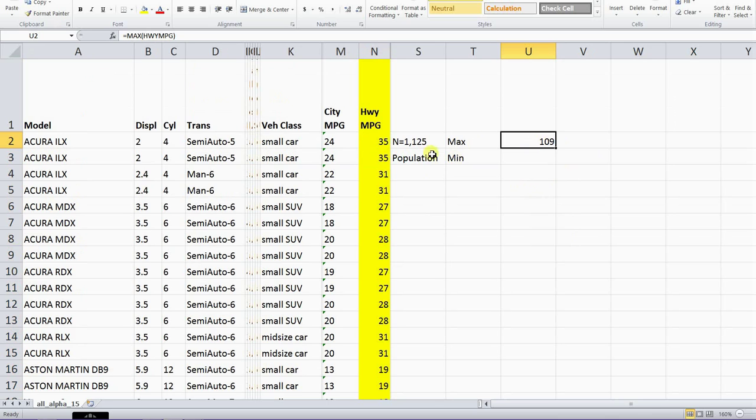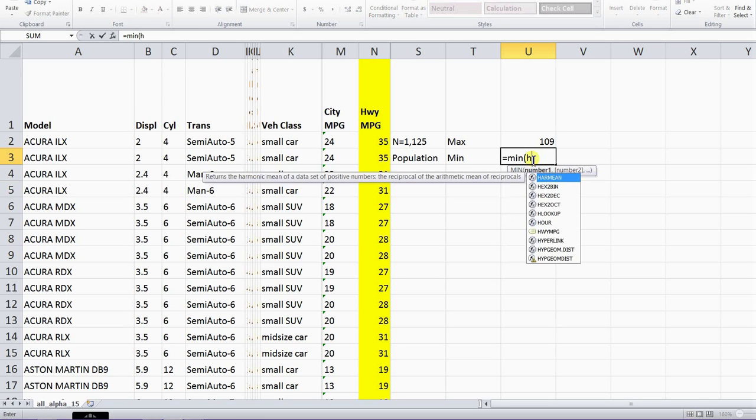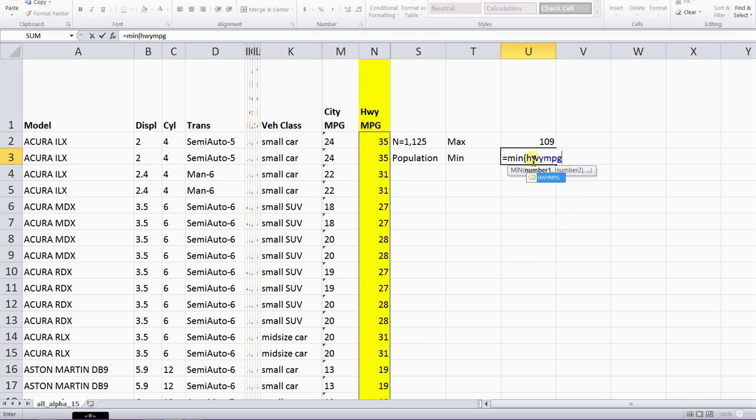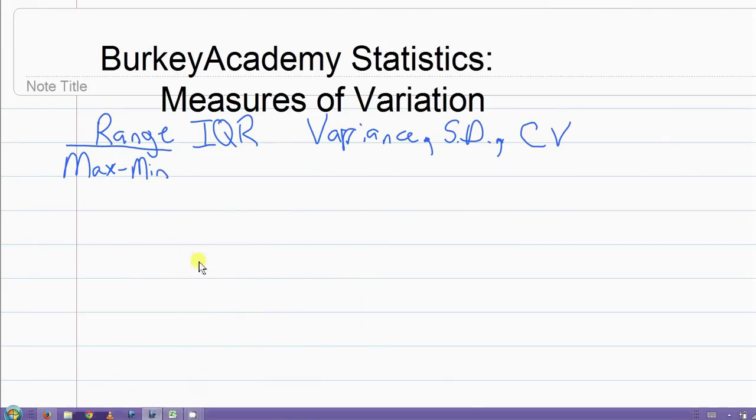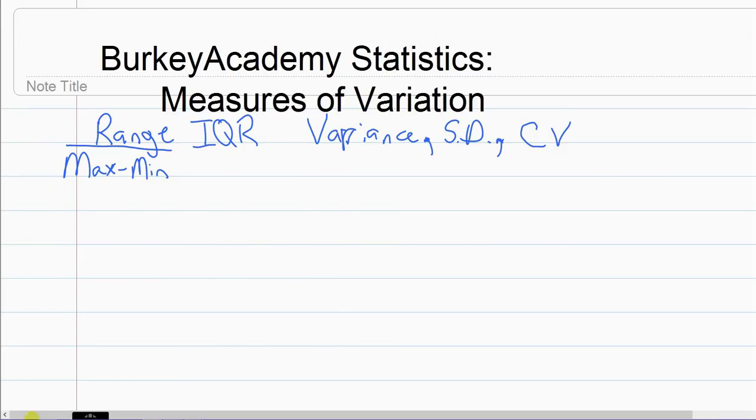HWY MPG, and it will know what we're talking about. So the maximum gas mileage in this data set is 109. Let's find the minimum, equals MIN, HWY MPG. And so the least efficient car in the data set is 15. So in order to calculate the range, it's just the difference between those two numbers, which is 109 minus 15, which will give us 94. And so that 94 just tells us the width of the data set from the smallest to the largest.